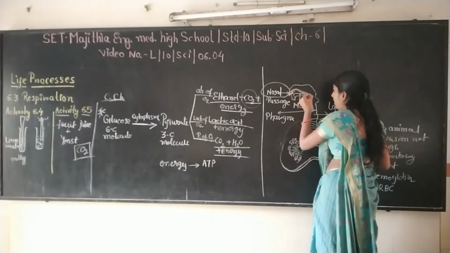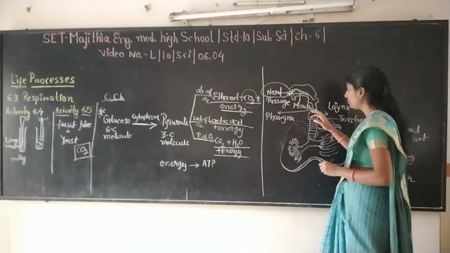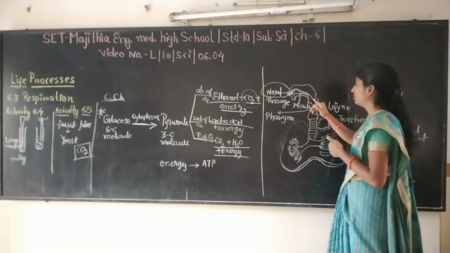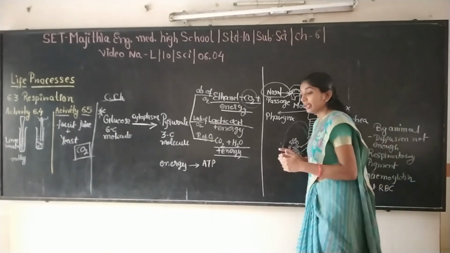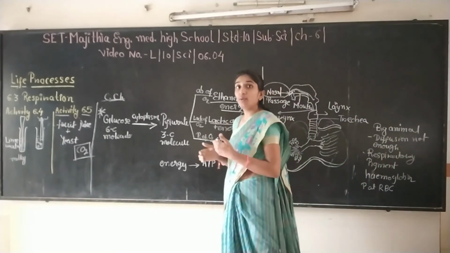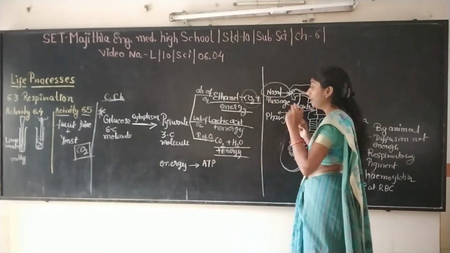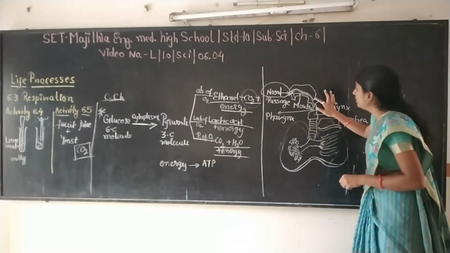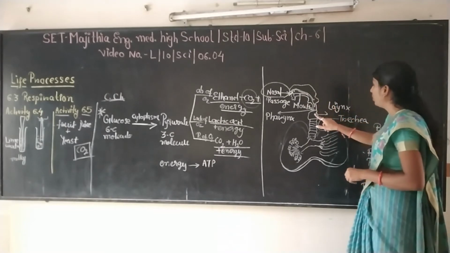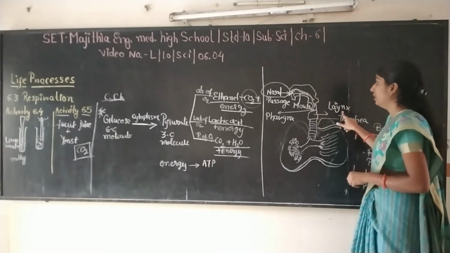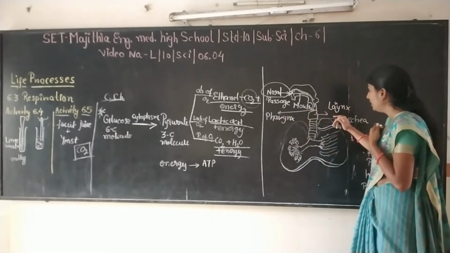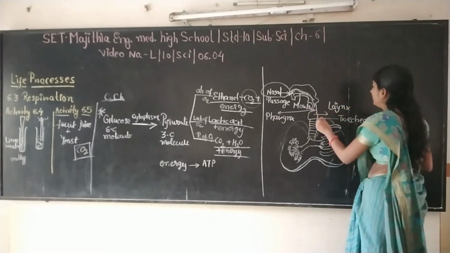Now this air passes through the mouth, obviously the central part over here is the mouth. So it passes through the mouth in this part, and now it is going to the larynx and pharynx, and after that there is the larynx, and then there is the trachea.